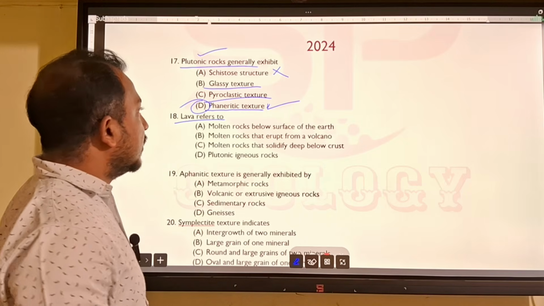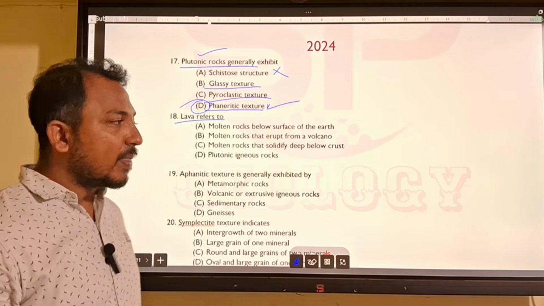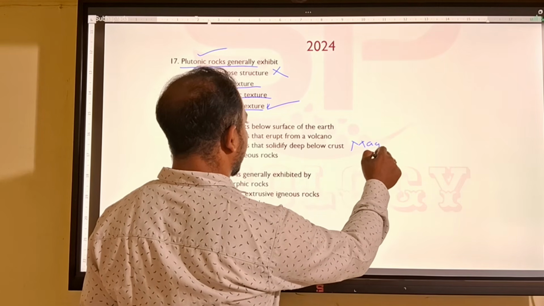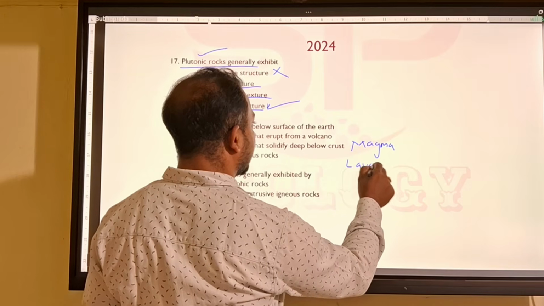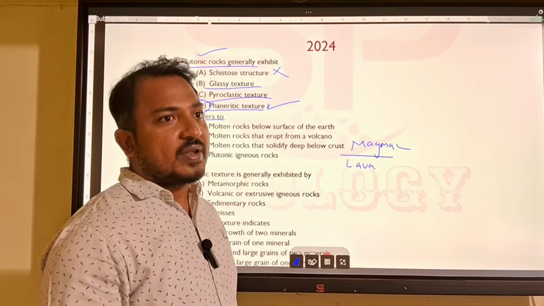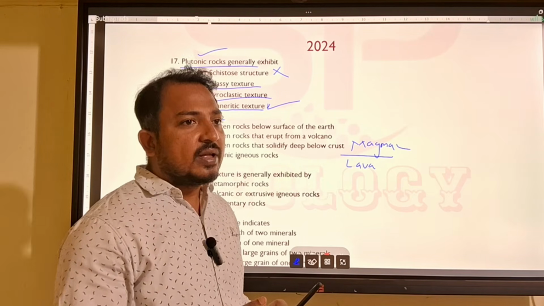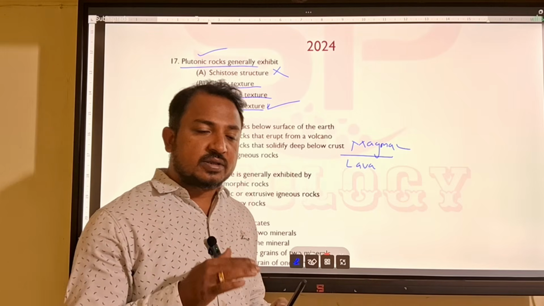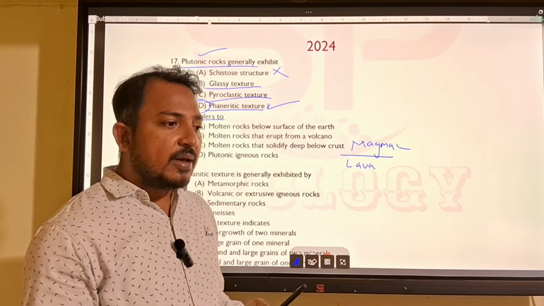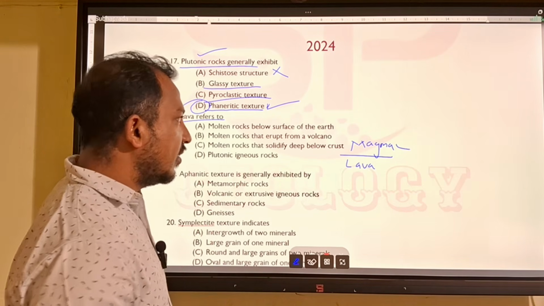Then lava. Lava refers to the liquid product of a volcano. Generally we use two terms: one is magma, the other is lava. The molten material produced by melting of the lithospheric plate or the asthenosphere, when it is produced in the subsurface region, below the surface, is called magma. It is also molten and liquid. When it rises upward and comes to the surface, it is called lava.